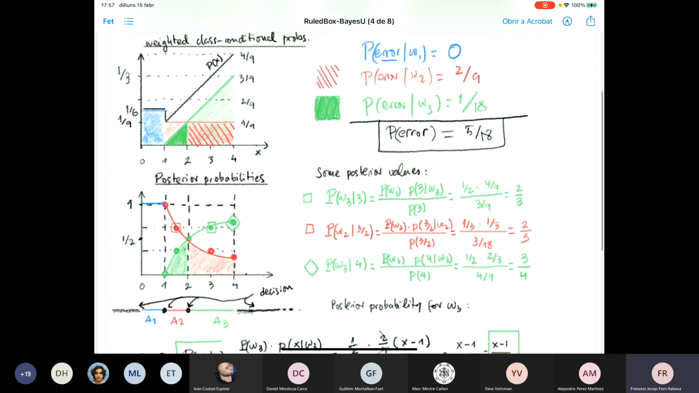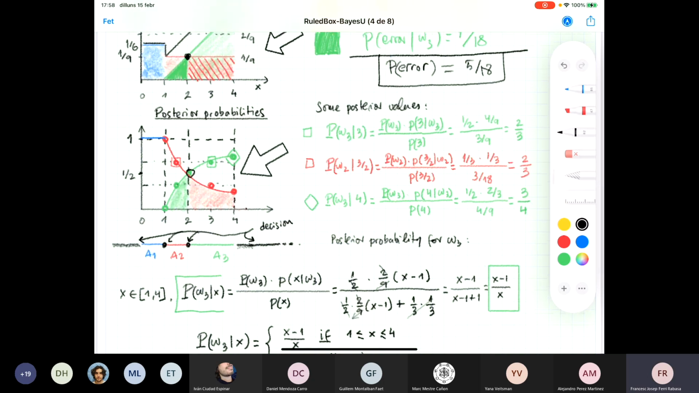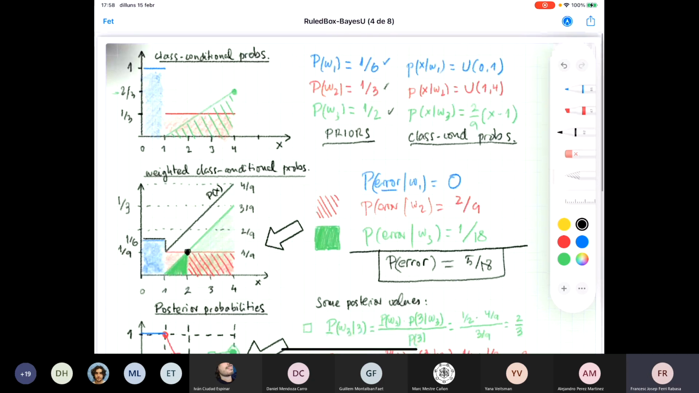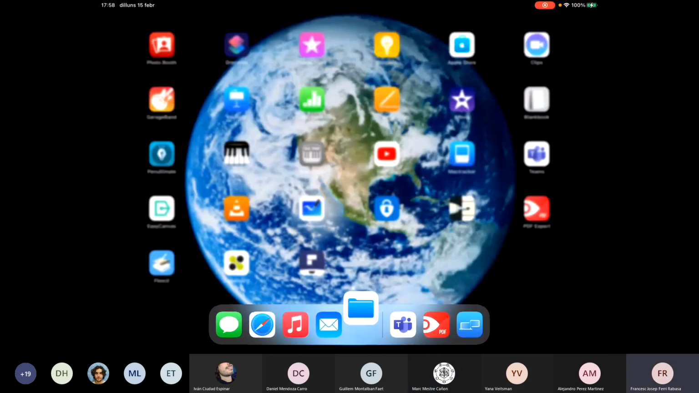But observe that to implement the classifier, we can use either this or this, because it doesn't matter. I mean, the boundary, which is here, where the two curves are equal, is the same as here. But anyway, one thing is the weighted class conditional probabilities, and another concept is the posterior probability. Is that okay? No questions? Okay. So let's go ahead.